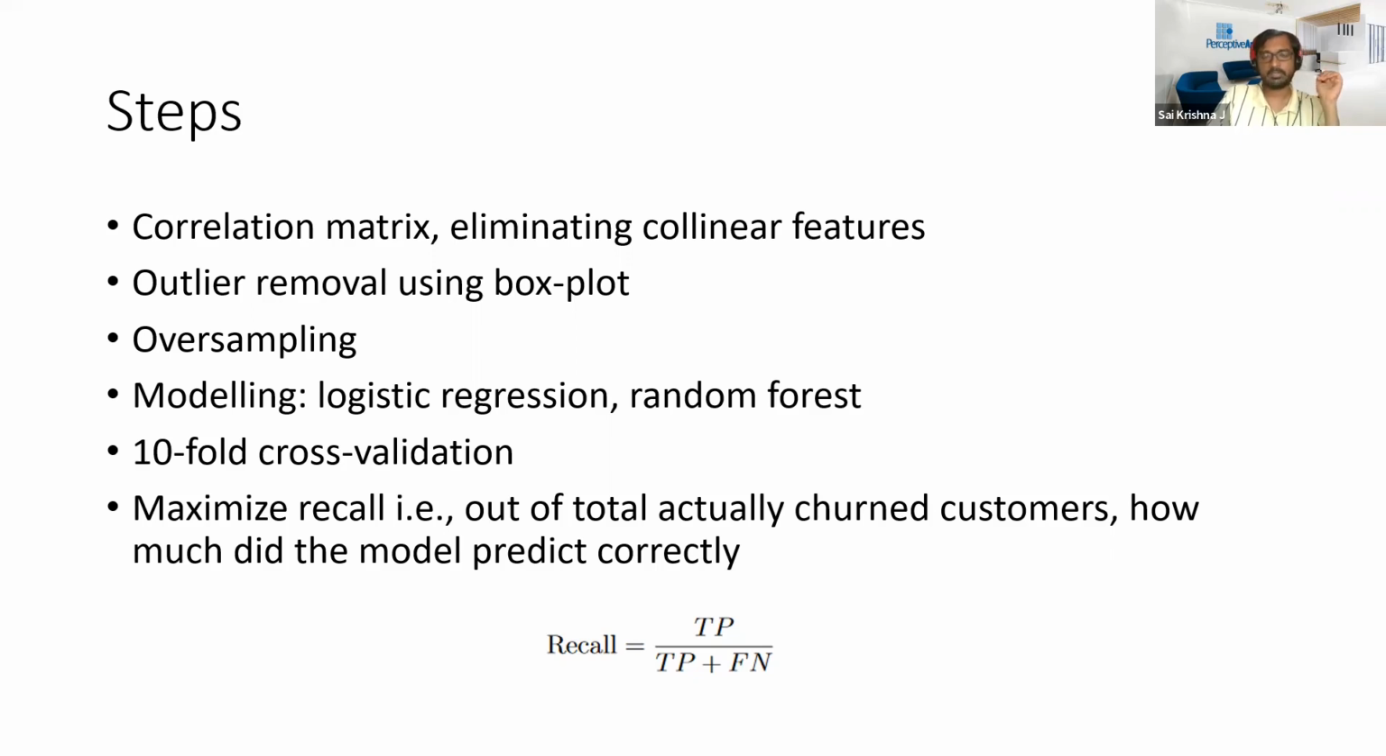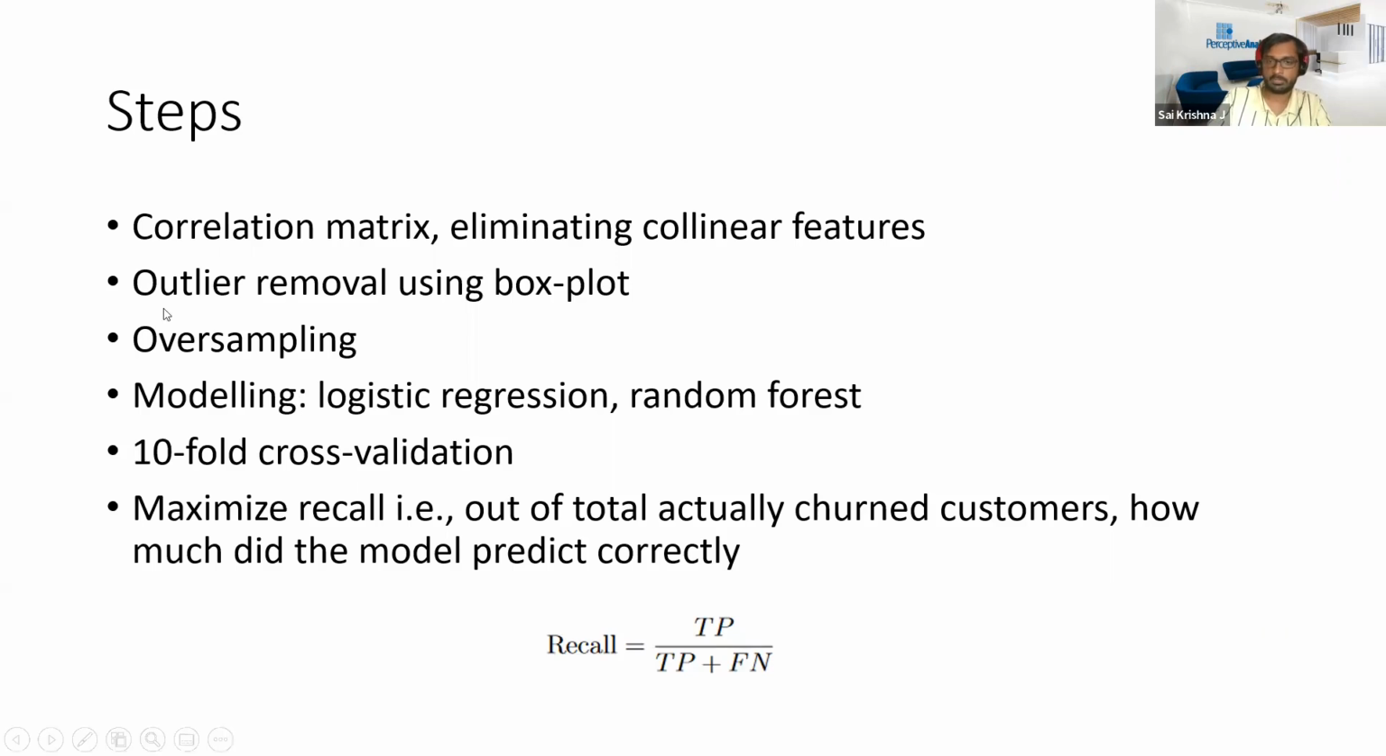And their objective, or the evaluation metric for the modeling, was to maximize the recall. Just like you have accuracy or precision, recall is another metric by which you evaluate the effectiveness of the machine learning model. Recall is defined as follows: out of the total customers who have actually churned, how many did the model predict correctly?